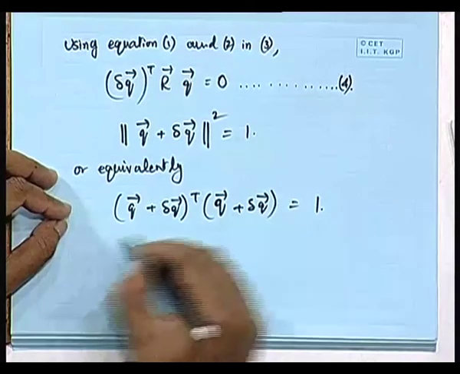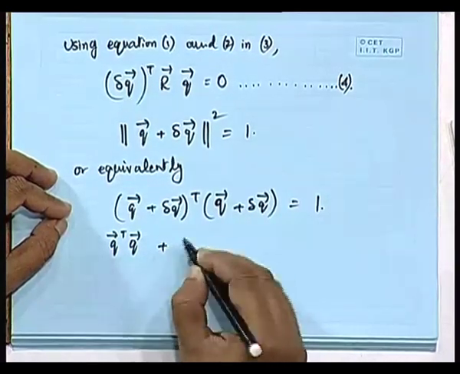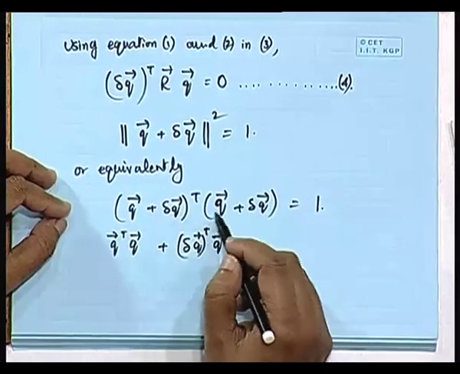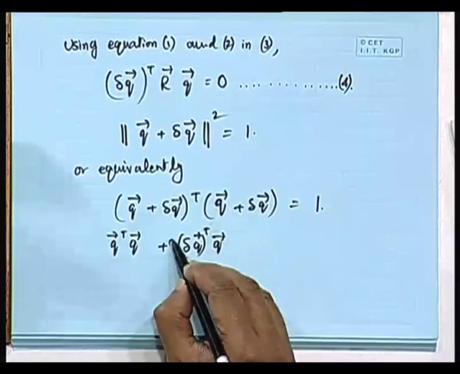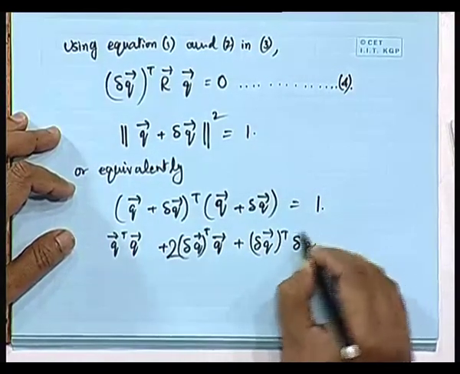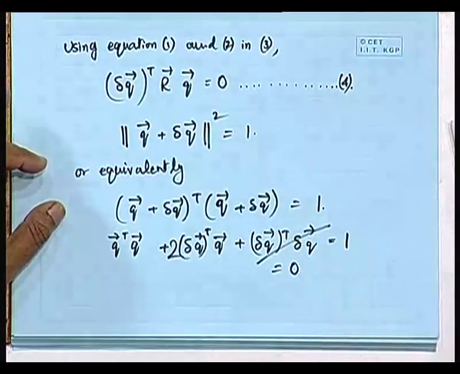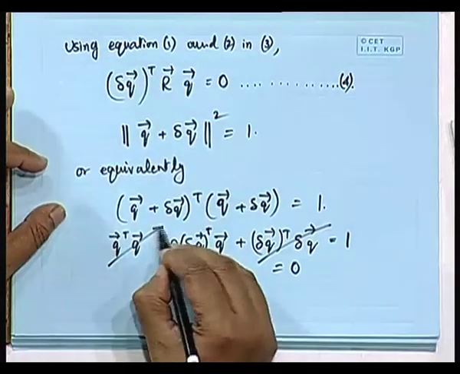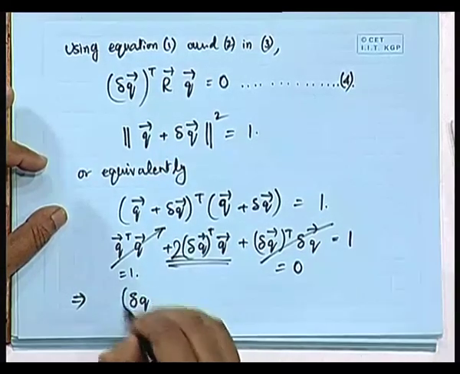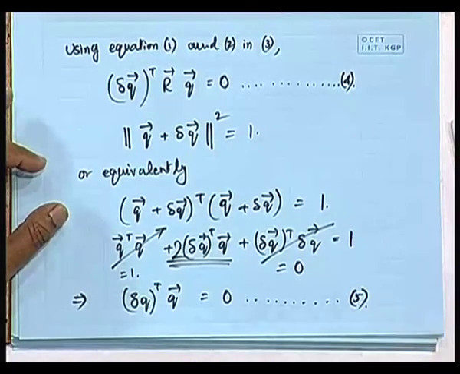Now we expand it and we find that this is q transpose q plus delta q transpose q plus q transpose delta q, which are the same. So this will be 2 times delta q transpose q, plus a term delta q transpose delta q, which is negligible. This should be equal to 1. The negligible term is almost 0, and q transpose q is equal to 1, which implies that delta q transpose q is equal to 0. So, this is equation number 5.